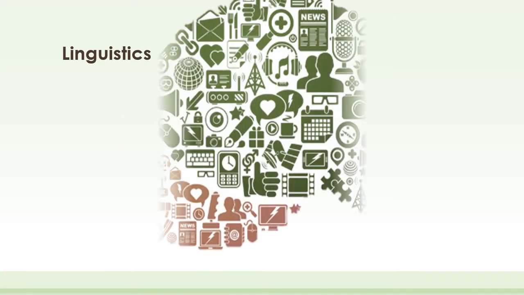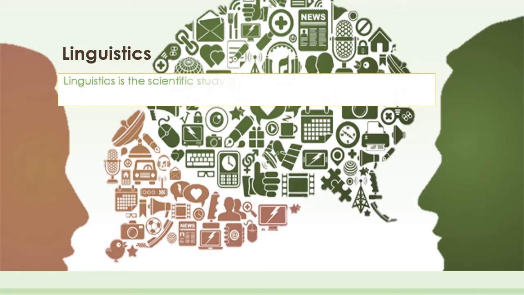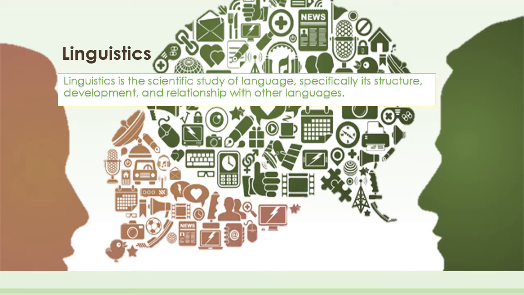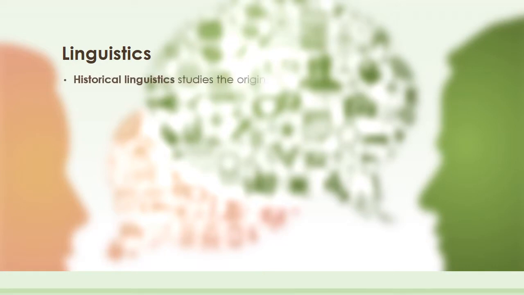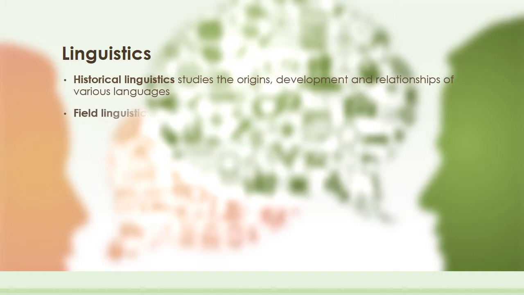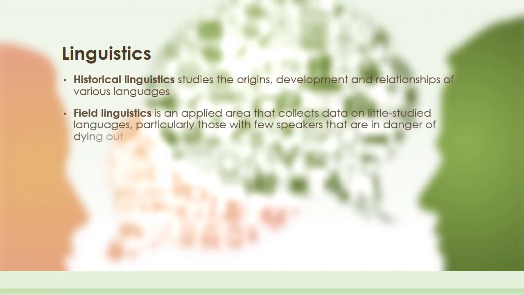Linguistics. Linguistics is the scientific study of language, specifically its structure, development, and relationship with other languages. Linguistics draws on both the physical and the social sciences and is subdivided into several recognized categories. Historical linguistics studies the origins, development, and relationships of various languages. Field linguistics. This is an applied area that collects data on little studied languages, particularly those with few speakers that are in danger of dying out.